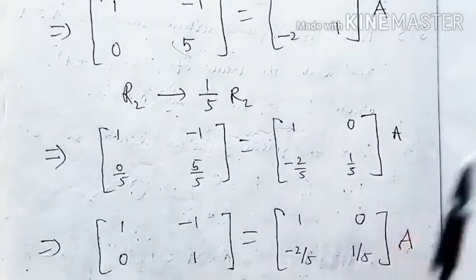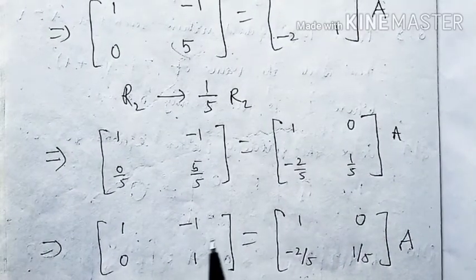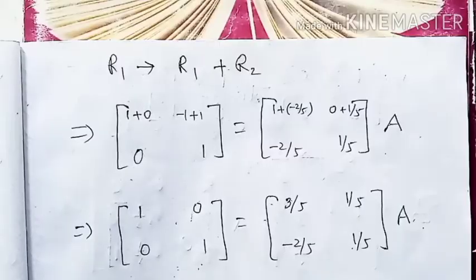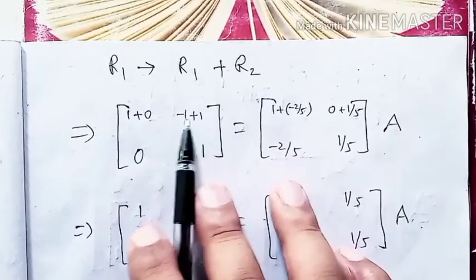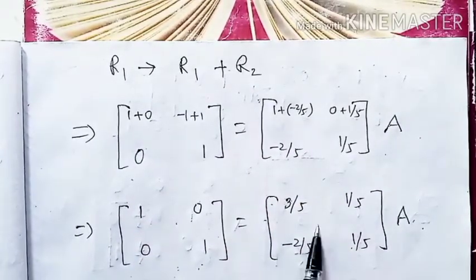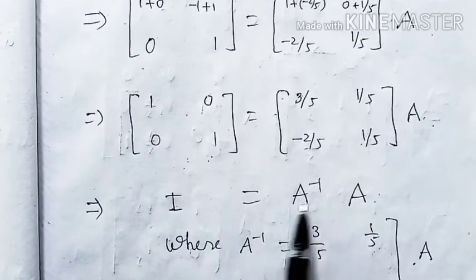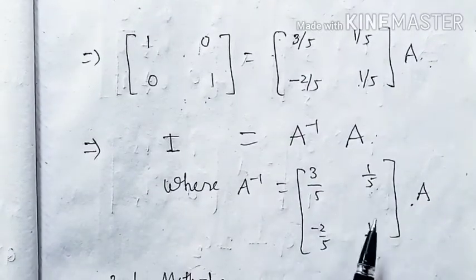Now we have to make this one 0 to get this as an identity matrix. So what to do? We have to change R1 as R1 plus R2 to get here 0. Then after simplification we have this one. This implies that I is equal to A inverse A. This is our A inverse. So our A inverse is this one.